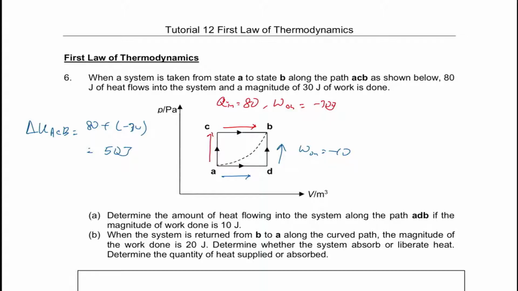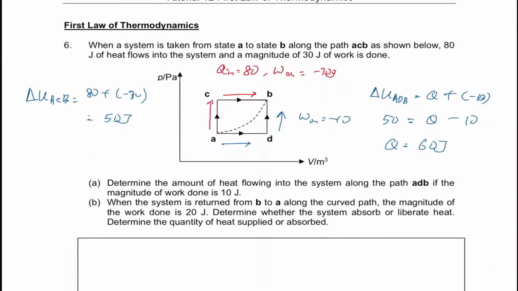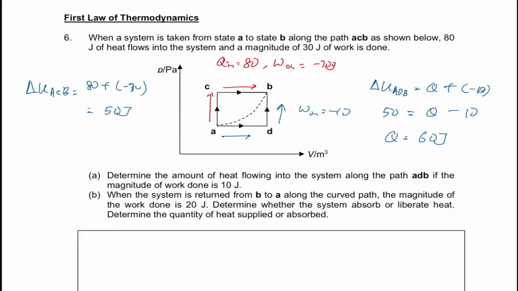All right, then you have ADB now. So delta U of ADB is equal to Q plus negative 10, and this is equal to 50, equals Q minus 10. So Q is equal to 60 joules. So that's part A. Next, you are asked to find, when the system is returned from B to A along the curved path, the magnitude of work done is 20 joules. Determine whether the system absorbs or liberates heat.